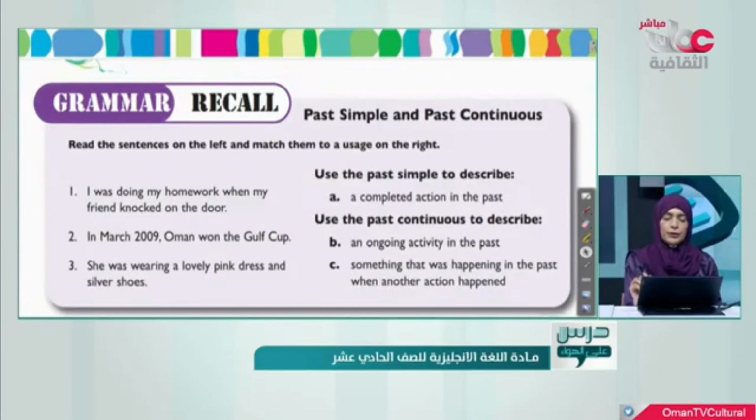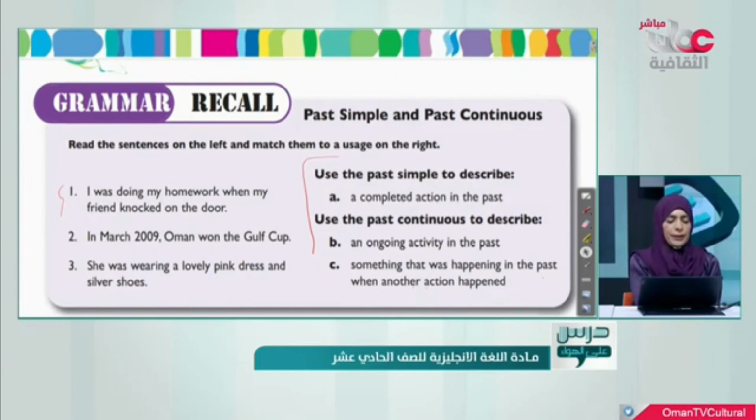Now, go back to your course book, to the grammar recall, and let's answer the task here. Read the sentences on the left here and match them to the usages on the right. Before we start reading the sentences, we will read the usages. Past simple is used in completed actions in the past, and we have used past continuous to describe an ongoing activity in the past and something that was happening in the past when another action happened. We said this as interruption.